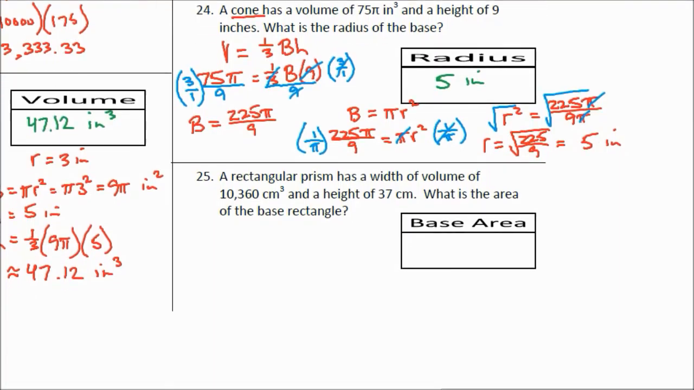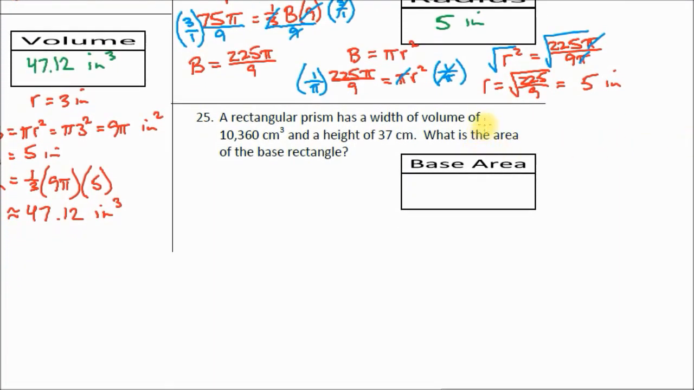All right, last one. A rectangular prism has a width of, oh, there's a typo here. A rectangular prism has a volume of 10,360 centimeters cubed and a height of 37 centimeters. What is the area of the base rectangle? All right, this should be no problem. Volume of a rectangular prism is base area times height. The volume here is 10,360 equals the base area times the height.